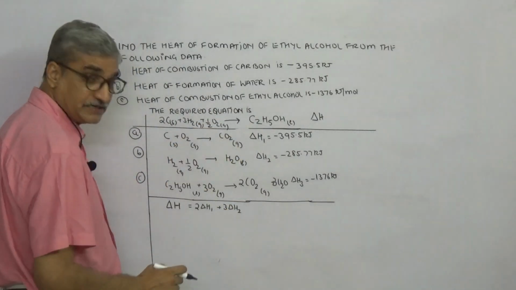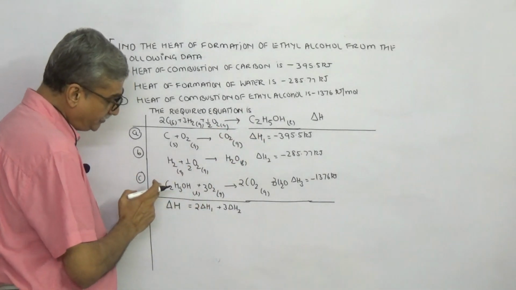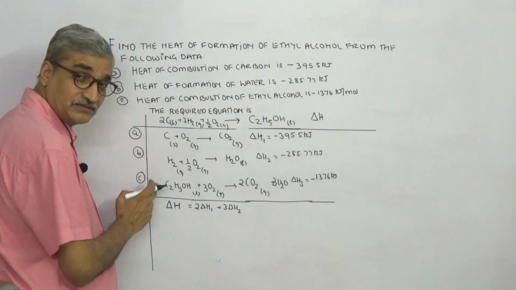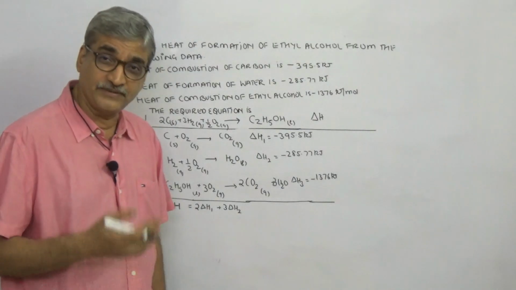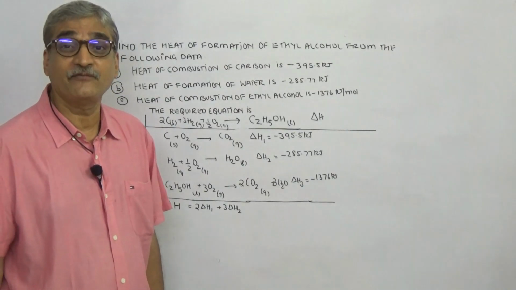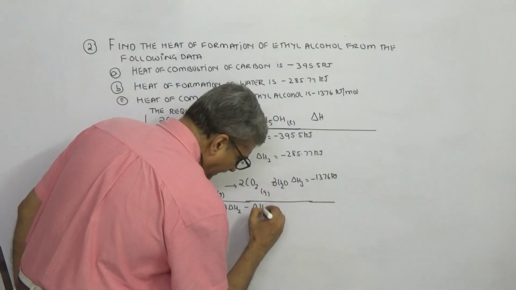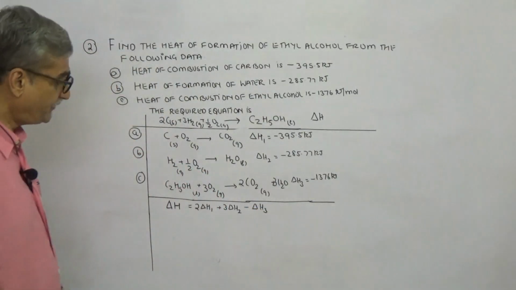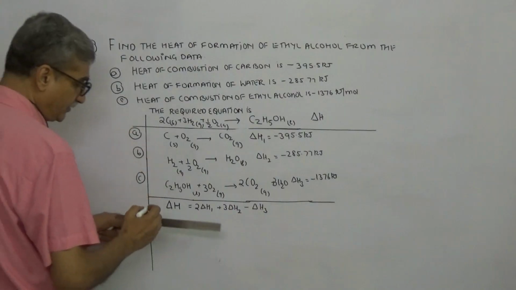What you have over here is ethyl alcohol. You have 1 mole of ethyl alcohol on the product side, and 1 mole of ethyl alcohol here on the reactant side. So if the reaction in the forward direction is exothermic, in the backward direction it is endothermic. Laplace-Lavoisier law. So minus delta H3. So if we do these mathematical operations, we should get the required equation. Let's try.